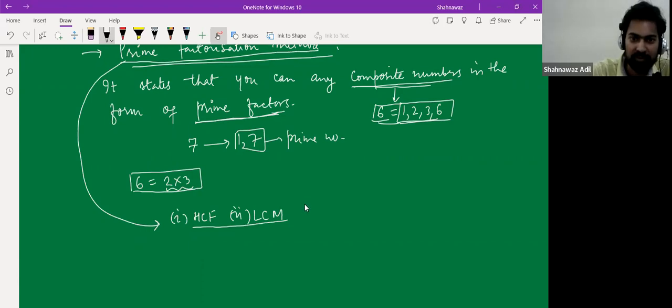Okay, sir. And how do you calculate the HCF and LCM of two numbers? Let's say you have 18 and 12. You do the prime factorization of 18. The prime factorization of 18 will be 2 into 9, which is 3 into 3. So this will be 2 into 3 square.